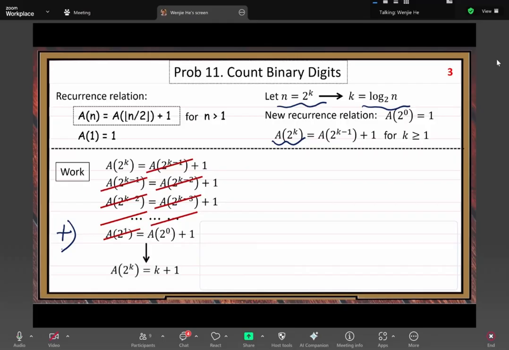Then what you get is 2 to the k equals, so here. How many equations? Can you count how many equations you have? Do you have some special way to help you make that counting?